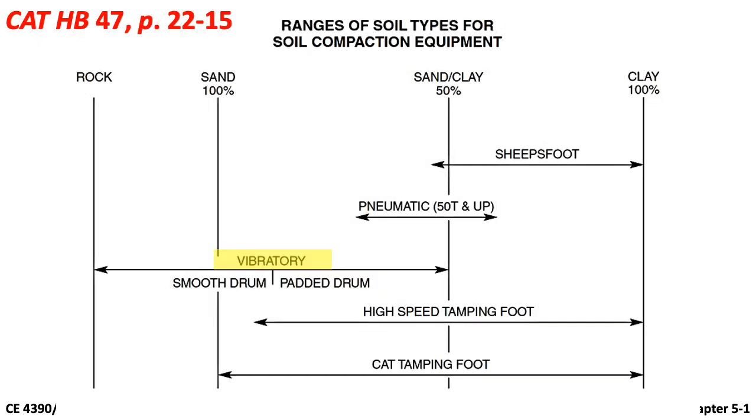This is the compaction guidelines made by Caterpillar. It is on page 2215. From this figure, vibratory compactors are best for rock or sand, but are not recommended for cohesive materials such as clay.